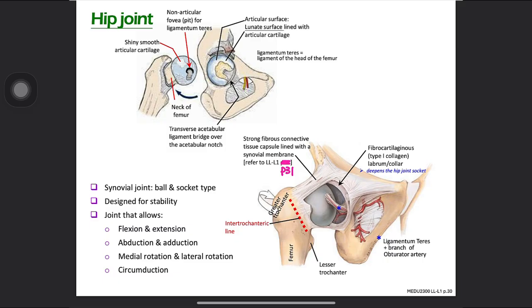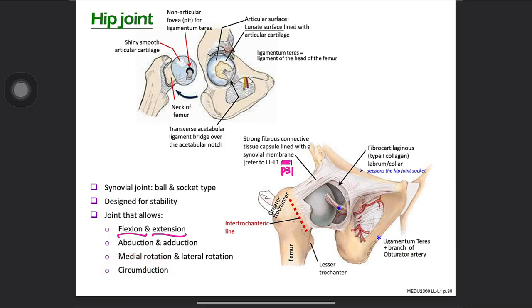So the hip joint is a synovial joint, ball and socket type, and it is designed for stability. So it allows flexion, extension, and also abduction and adduction, and then medial rotation, lateral rotation, and circumduction.